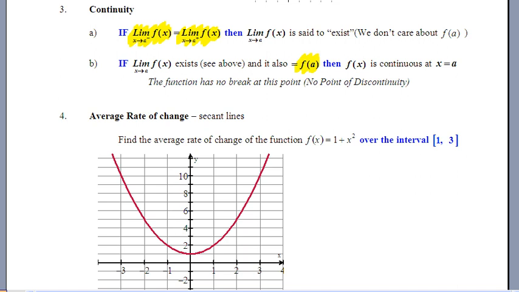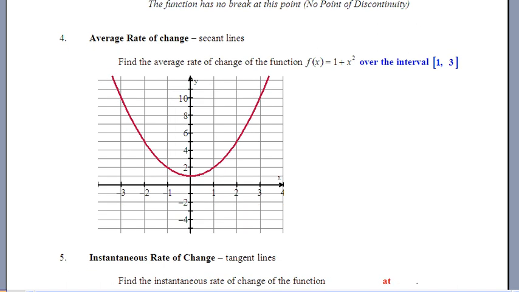That's why I know this thing is definitely continuous. Then we started getting ready to do derivatives. We looked at average rates of change. So whenever you see the word rate of change, or the phrase rate of change, you should be thinking slope. And so this average rate of change is an average slope.